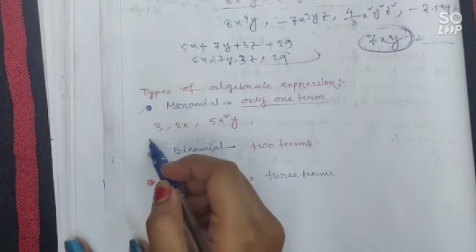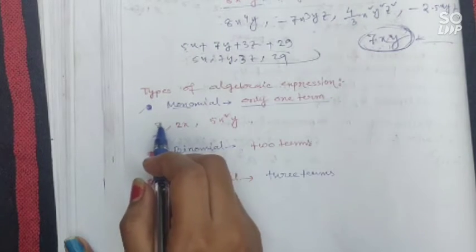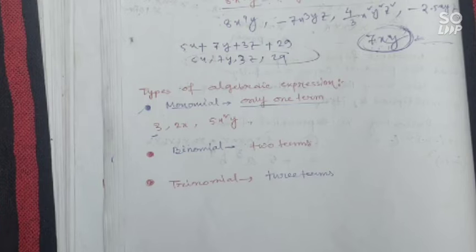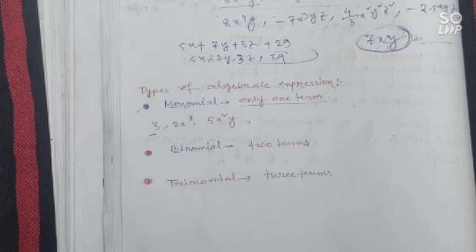You can see here some algebraic expression, 3. This is an algebraic expression. What is called an algebraic expression? An algebraic expression is the combination of variables and constants connected by the signs of fundamental operations of addition, subtraction, multiplication, division.